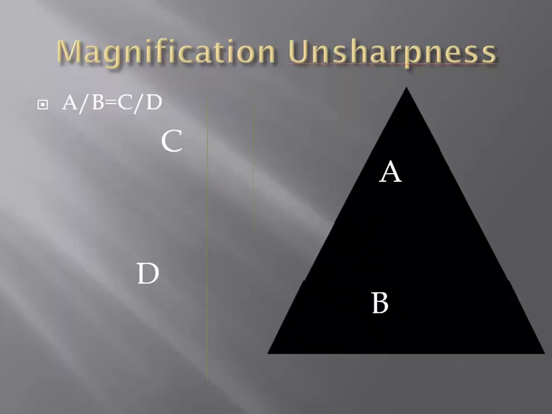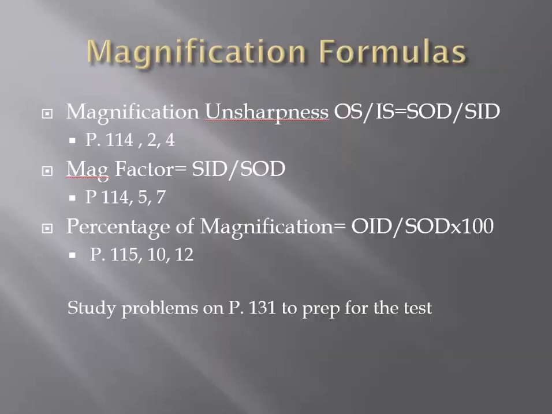So on the projected field size, what we have on one side of the equation is this and that, and on the opposite side we had this and that. What we're going to have in magnification and sharpness are these two together and these two together. So now we're going to look at magnification formulas, and on page 114 we're going to look at numbers 2 and 4, and we utilize this formula here.